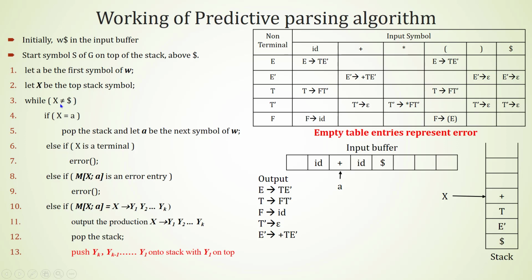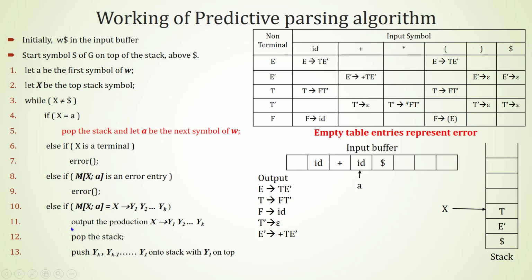Again we will test the while condition. X is still not equal to $ because X is plus. X equal to A, this condition is true since X is plus, A is plus. So what do we have to do? We have to pop the stack, remove this plus, and also move the pointer A towards the right. So plus is popped and A moves towards the right.